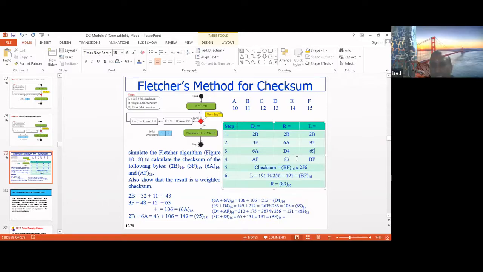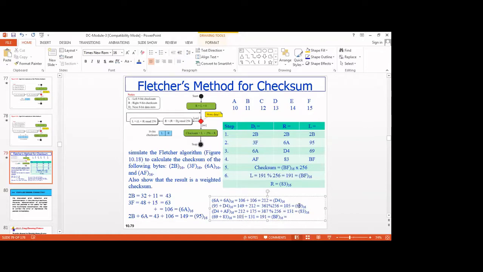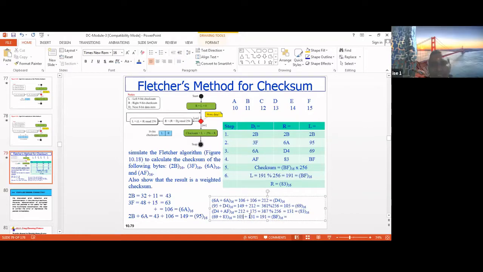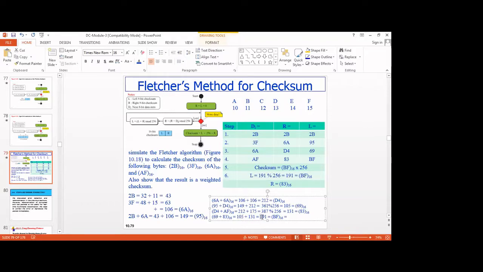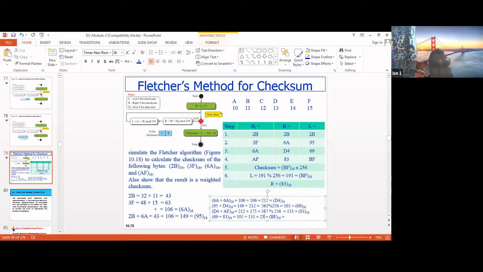Now, next I have to take L plus R. L plus R is nothing but 69 plus 83. So 69 we have calculated as 105. 105 plus 131. How much is it? 236.